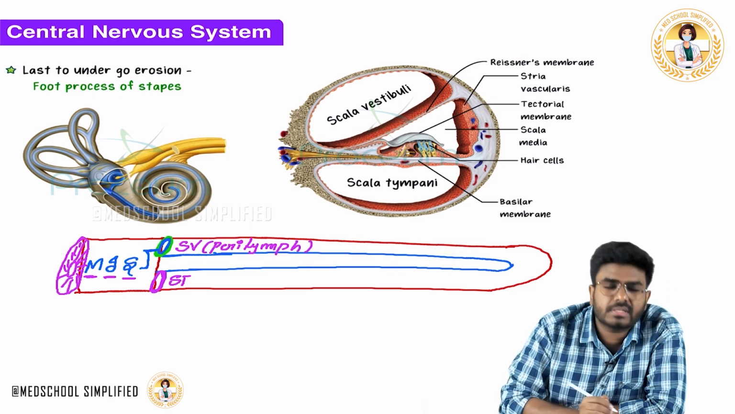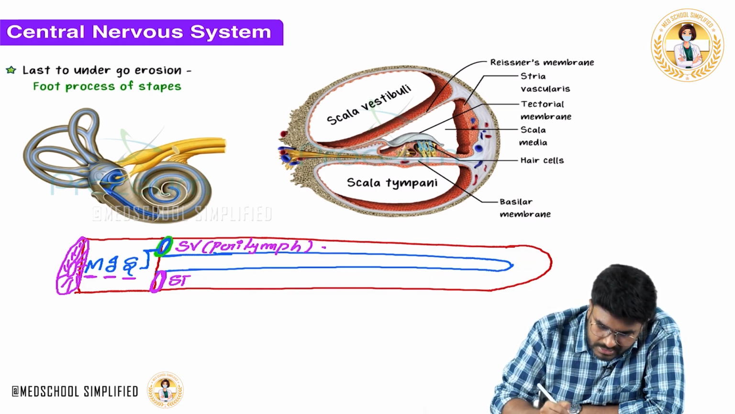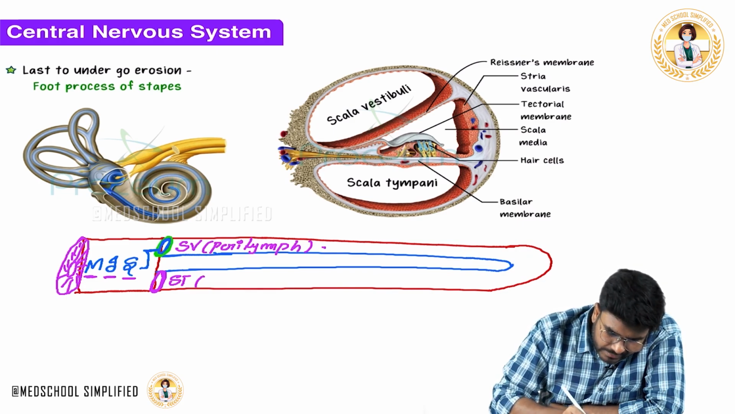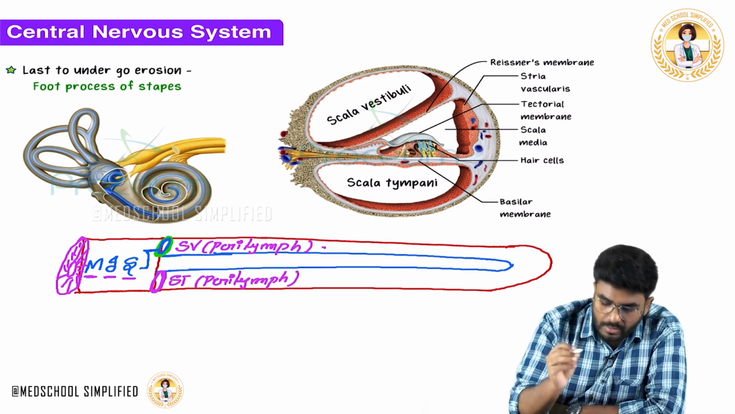Please appreciate the same perilymph. It is going to come like this, and the same perilymph will also enter into the scala tympani. So in both the scala vestibuli and the scala tympani there is perilymph present.